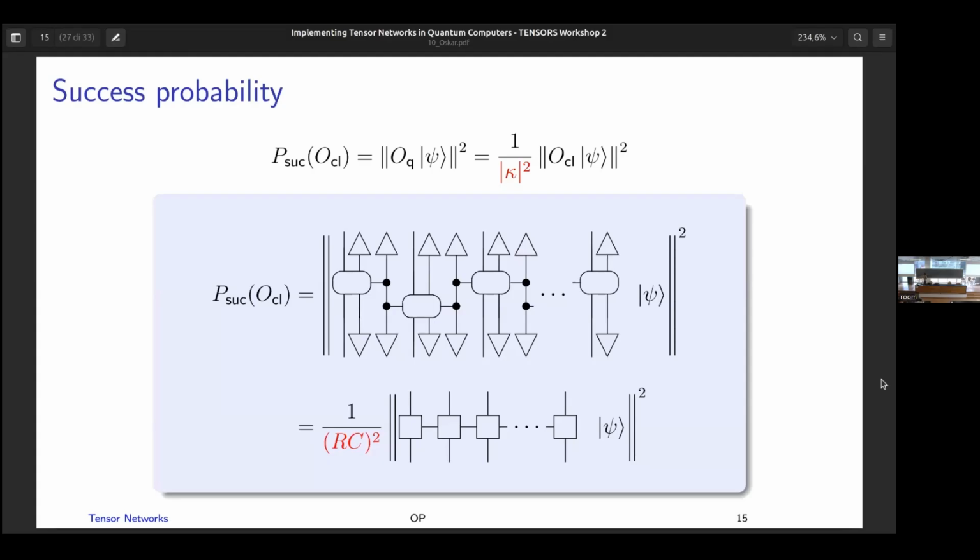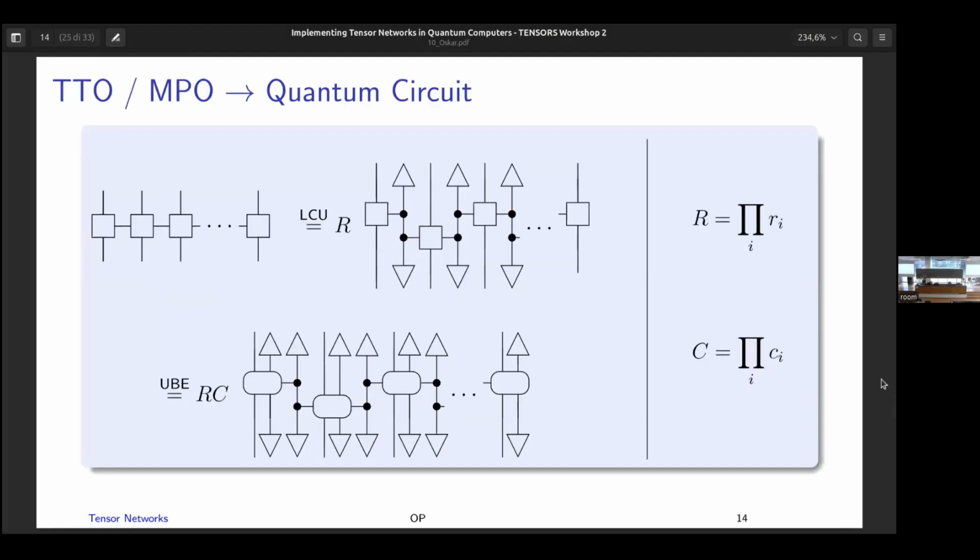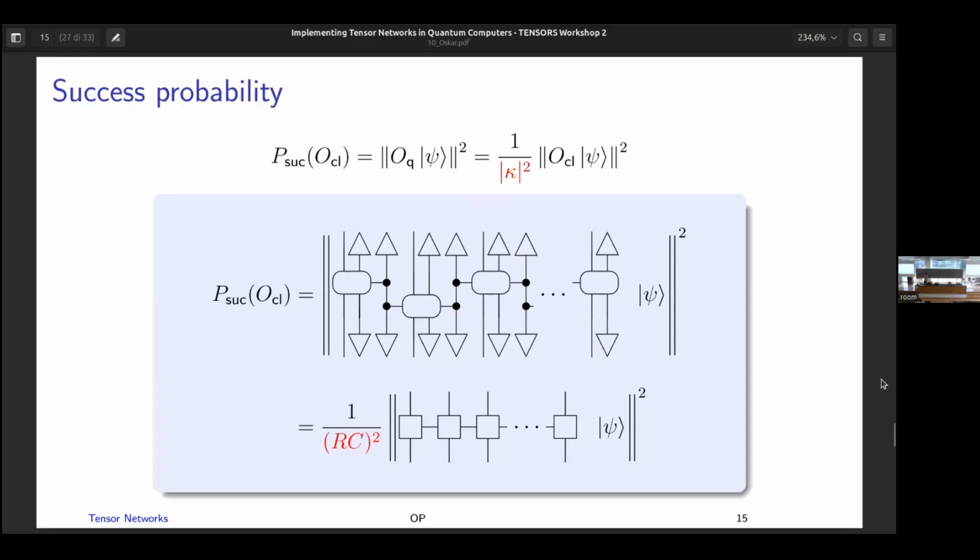This is the quantum circuit as we have synthesized it earlier. We apply it on the vector, and this is the success probability of our algorithm. And this is the tensor network, and you have to think of this as a matrix product state. This gives us the success probability. Now the caveat is that this R is actually, as I showed before, a product of all the ranks. So the success probability of this algorithm decreases exponentially.